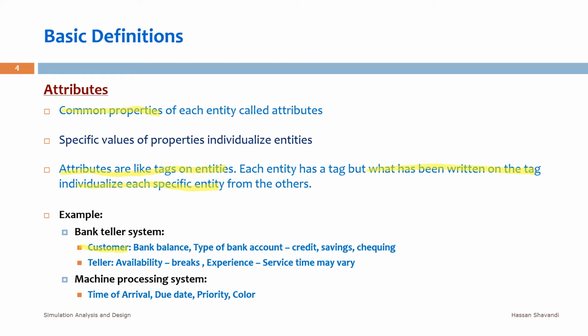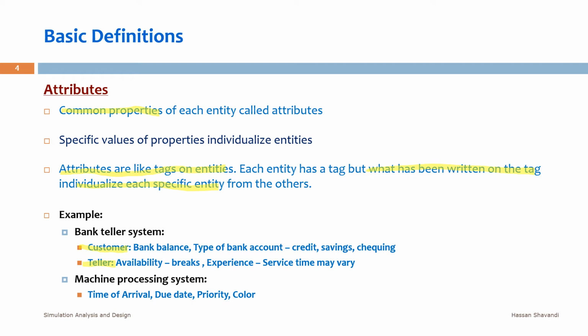These are the common properties for the customers in the bank system. But the specific value for the bank balance of each customer is different than the others, right? These specific values will individualize the entities, okay? Or for the teller, the availability in terms of the breaks, experience that a specific teller has, and service time may vary. Service time may vary among the tellers based on their experience, right?